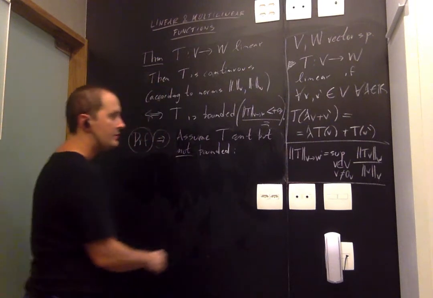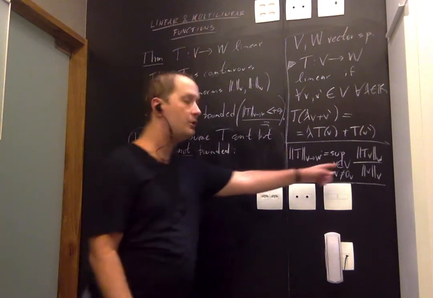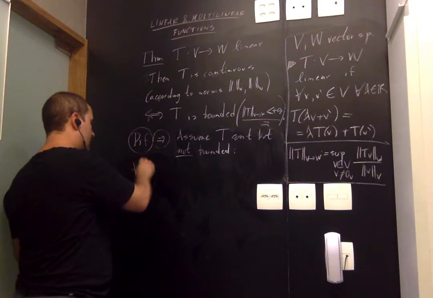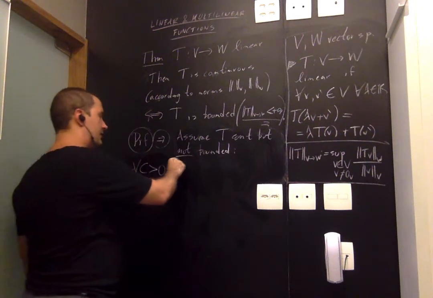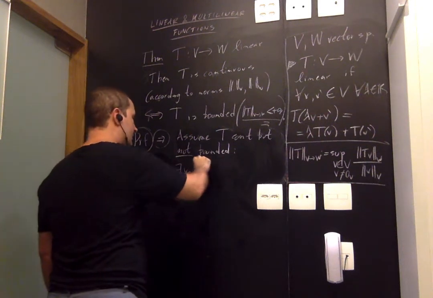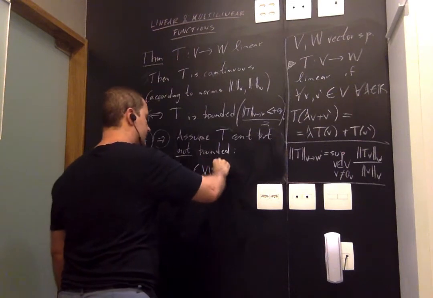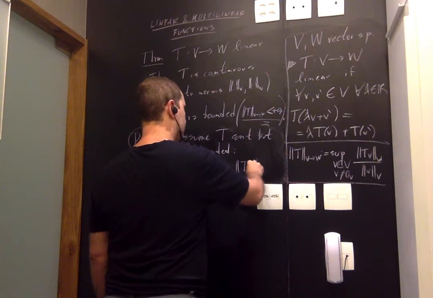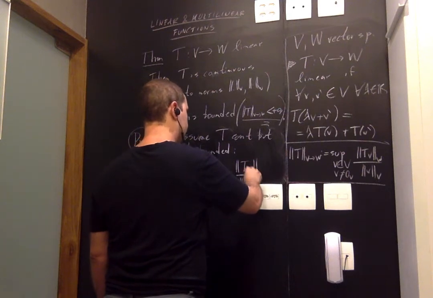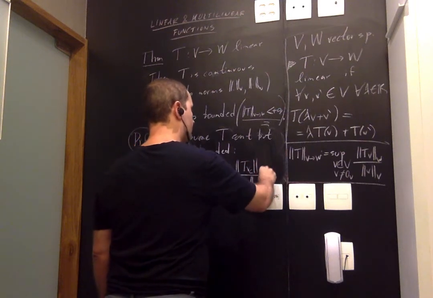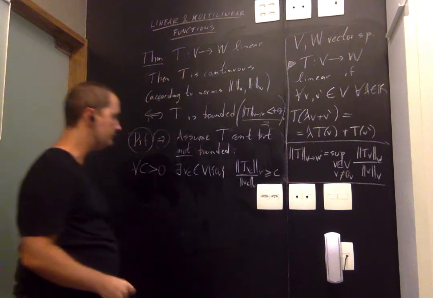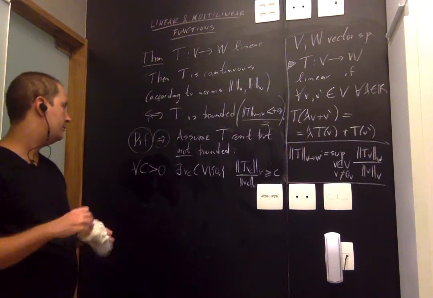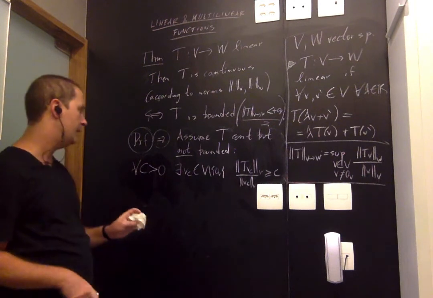And what does it mean to say that it's not bounded? It means that the supremum is infinite, and therefore, for all c, there exists a vector v sub c in V that's non-zero, such that the ratio over there is greater than or equal to c. This is when it starts looking similar to this proof related to equivalence of norms.